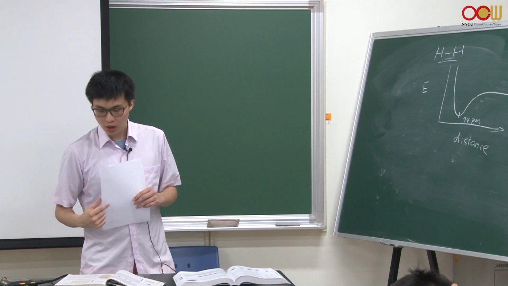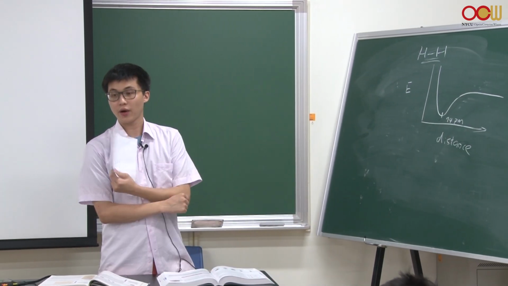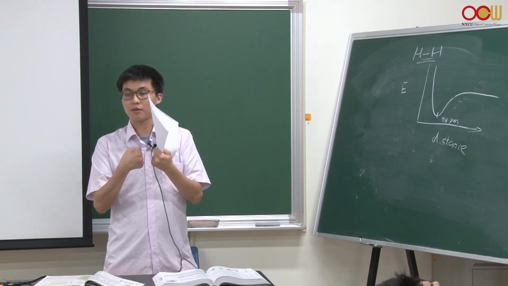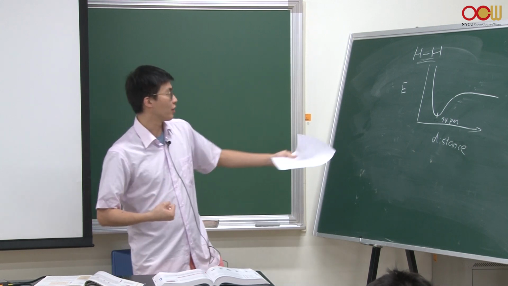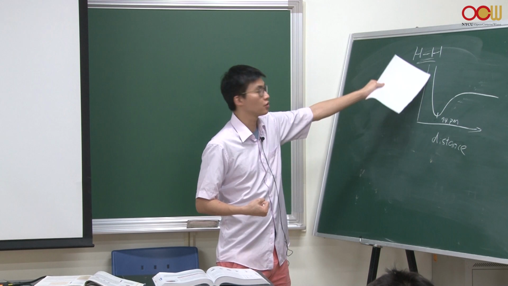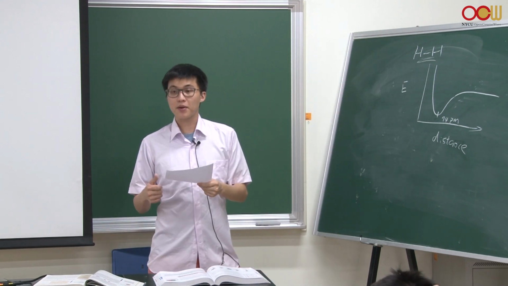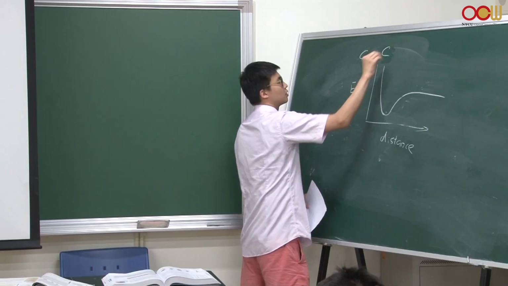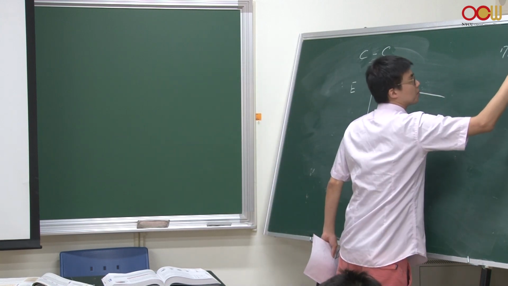When they're too far apart, there's no energy. When they're too close, because there's some repulsion between the electron clouds, if you want to force them very close, you will have to put in a lot of energy. The same picture can be applied to a carbon-carbon bond. Previously we had a number of 78 picometer.